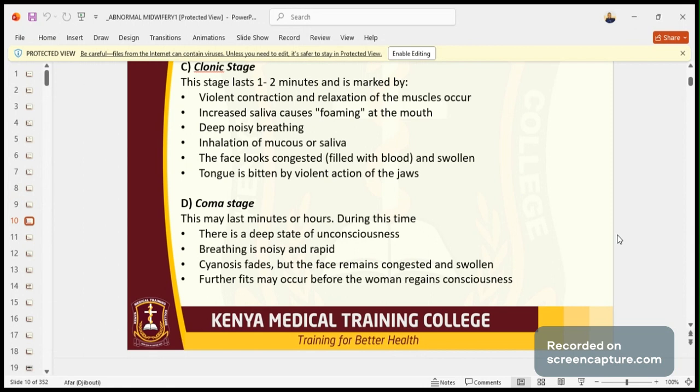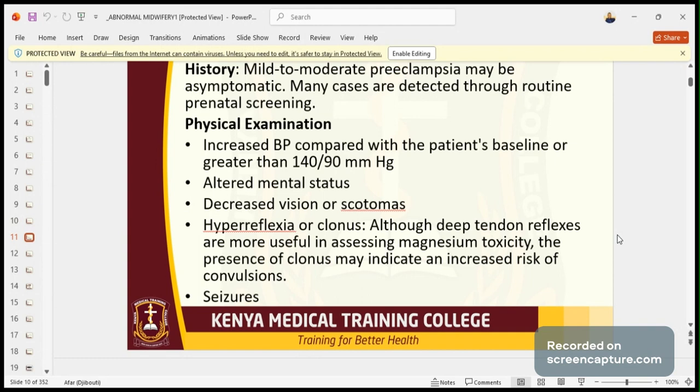And then the face looks congested, filled with blood and swollen. The tongue is bitten by the violent action of the jaws. Then comes the coma state. This may last minutes or hours. During this time, there is a deep state of unconsciousness. Breathing is noisy and rapid. Cyanosis fades, but the face remains congested and swollen. Further fits may occur before the woman regains consciousness.